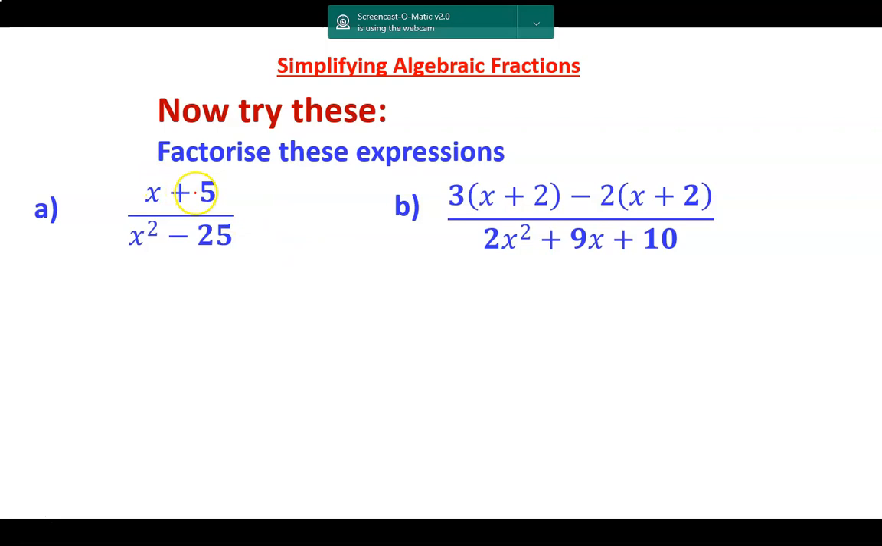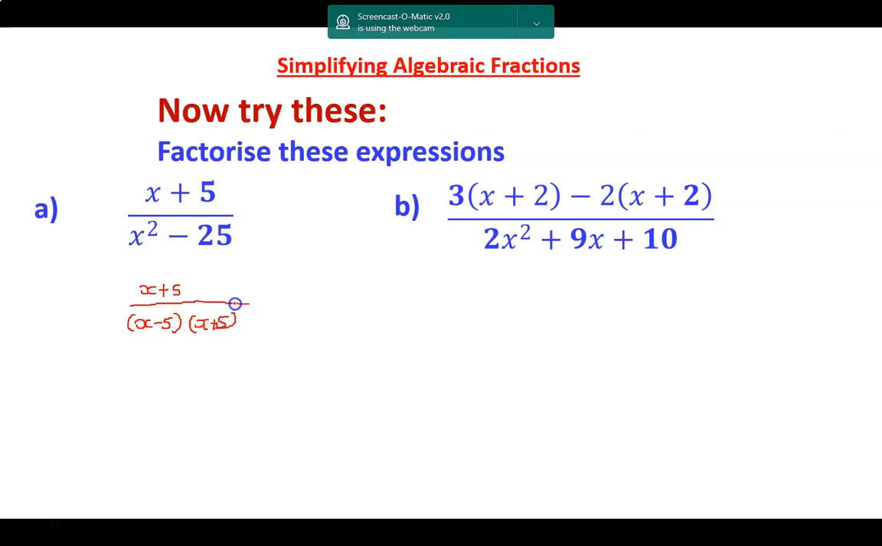The top one, there's nothing to simplify, it's x plus 5. So we're going to keep x plus 5 as it is. The bottom one, as you can see, is a difference of 2 squares. So it becomes x minus 5 in one bracket, and x plus 5 in another bracket.